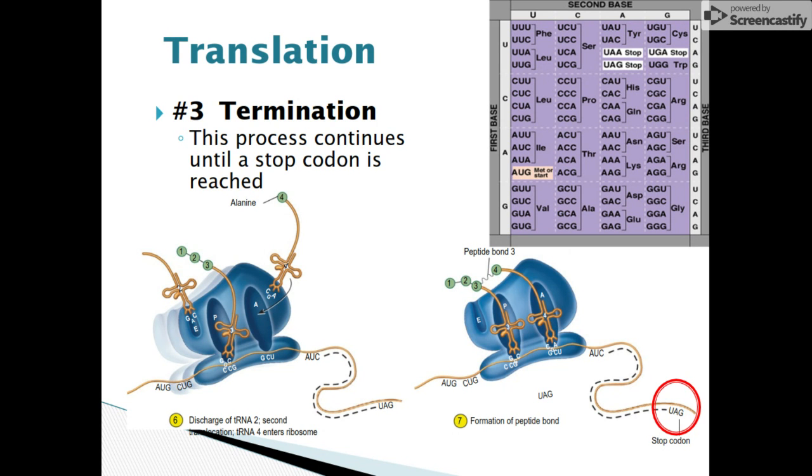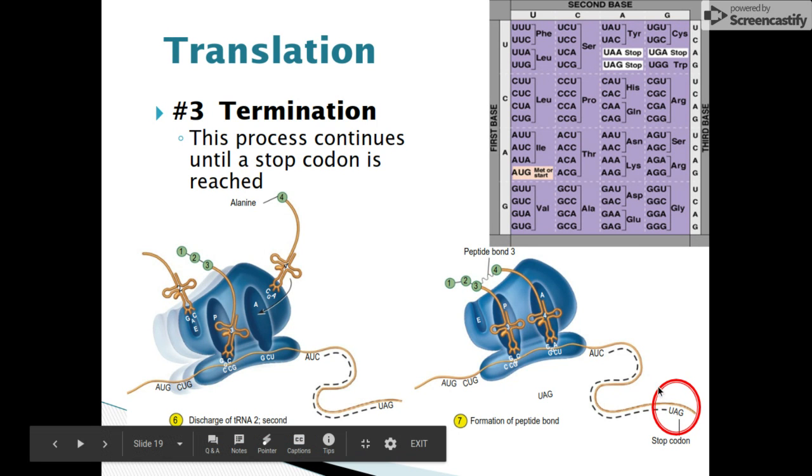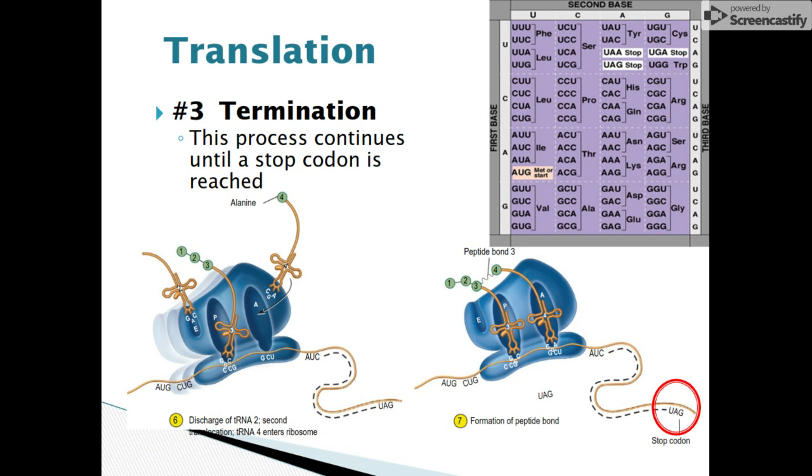And this process is going to continue, bringing in new tRNAs, getting these peptide bonds, shifting over, new tRNA, and so on, until we hit a stop codon. And then we have the primary structure of this protein that we've translated from the messenger RNA.